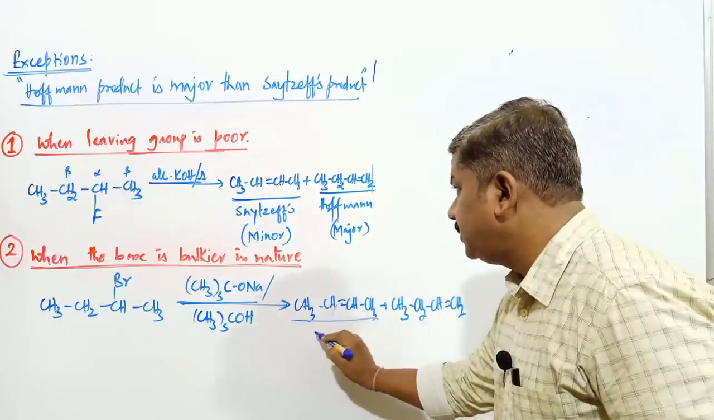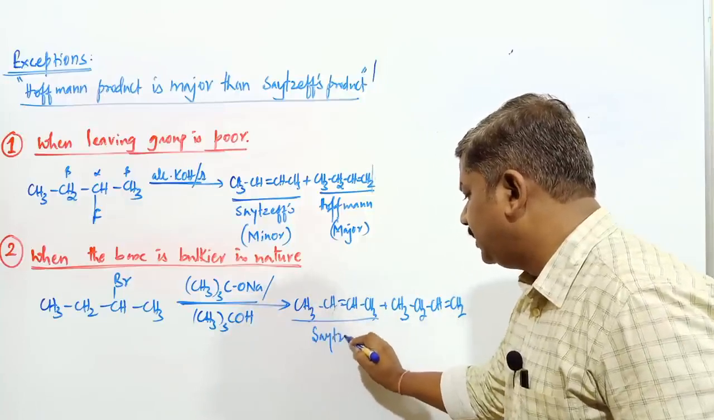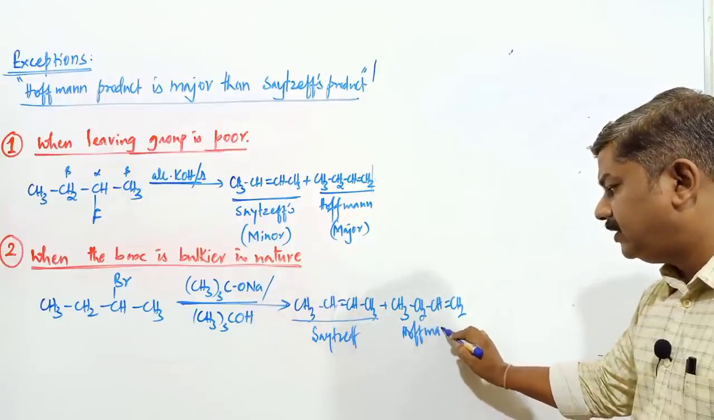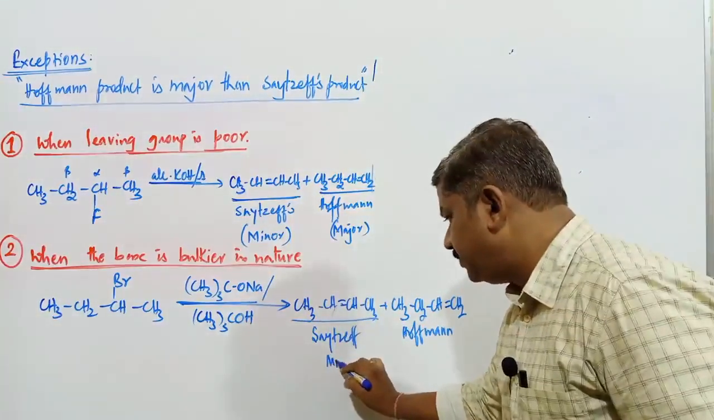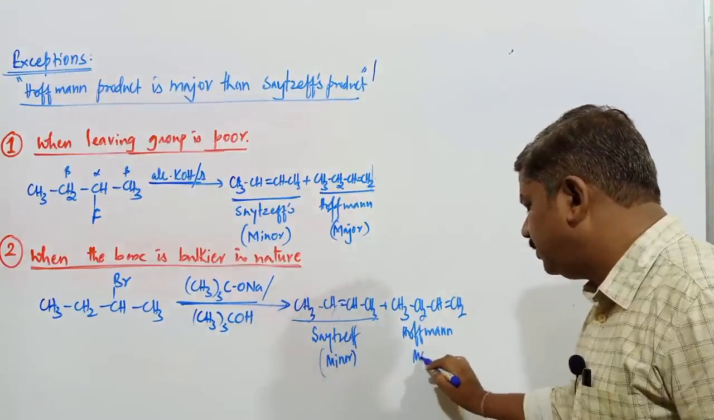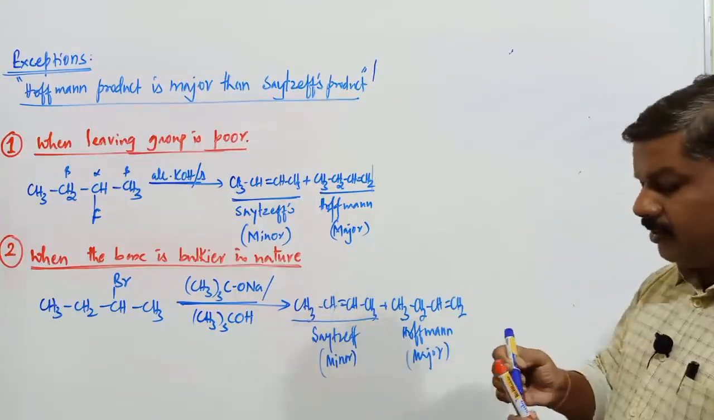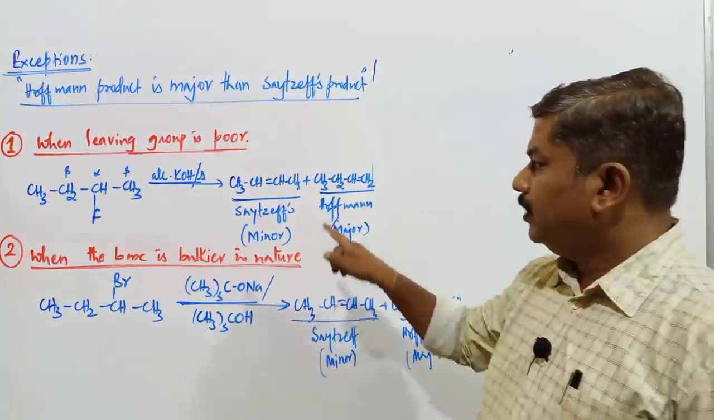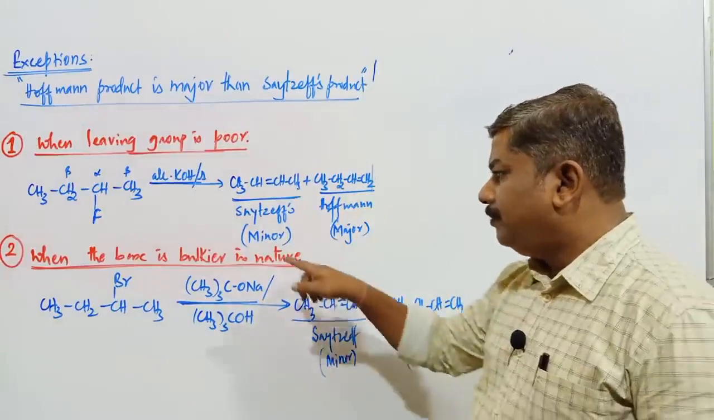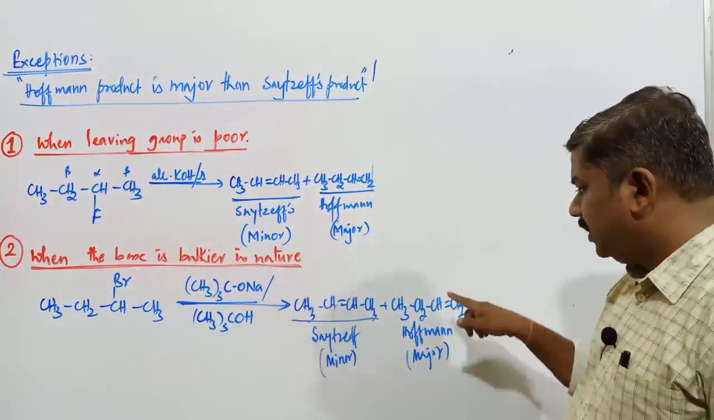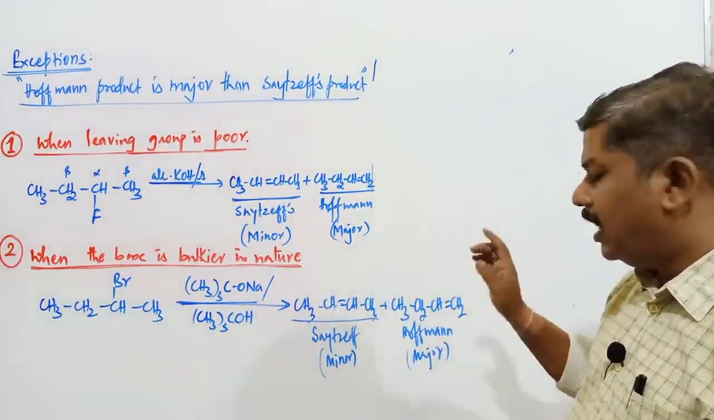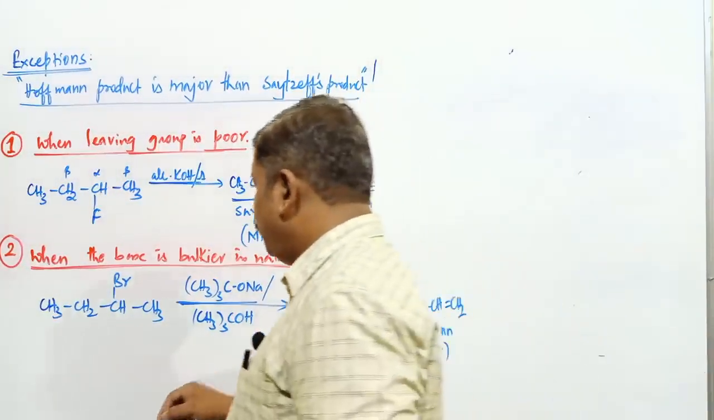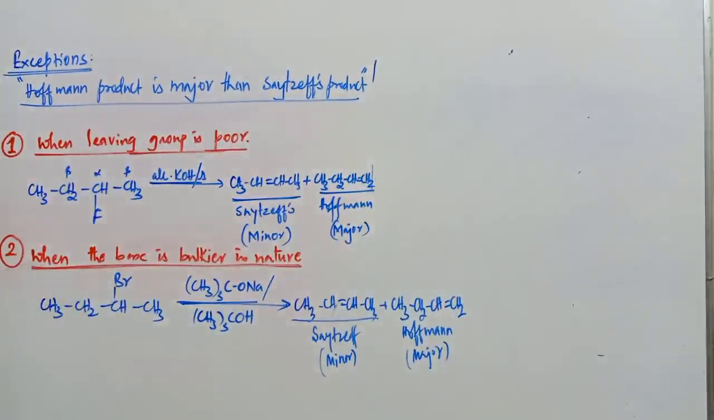Now this is called the Saytzeff product as in the first example, and this is commonly called the Hofmann product. But what is the difference here? Again, this becomes the minor and this becomes the major product. These are some exceptions. First exception is that when the leaving group is a poor leaving group, Hofmann will be the major product. When the base used is bulkier in nature, in that reaction also Hofmann product is going to be the major product.